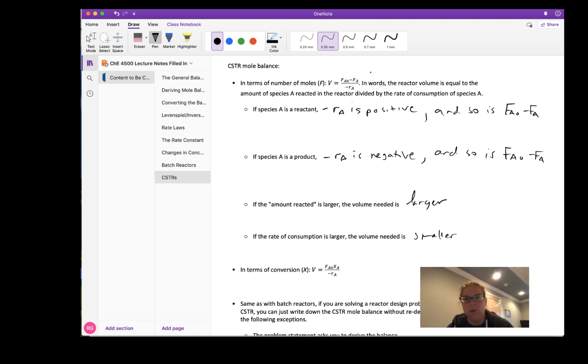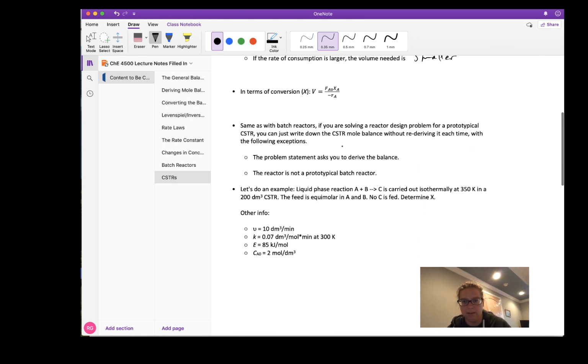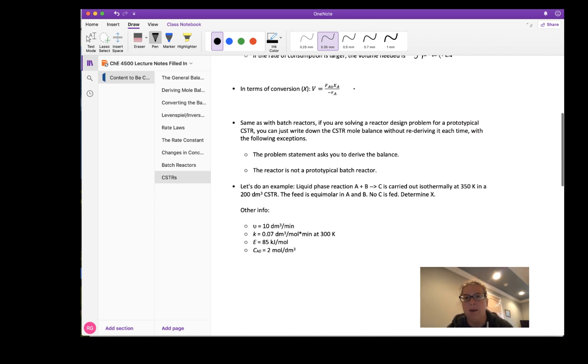So that's the mole balance in terms of flow rates. This is the mole balance in terms of conversion. Basically, it's saying the same thing. The numerator is the amount that's been reacted away, and the denominator is the rate of consumption of A. If we're going to use this form of the balance, then we need to convert all of the concentration terms in this rate expression into conversion, because just like in the case of the batch reactor, we don't want to convolute terms. We're either going to write in terms of X or in terms of F, but we can't have combinations of both.